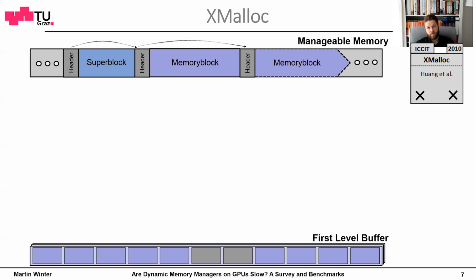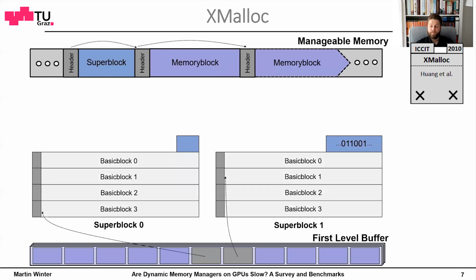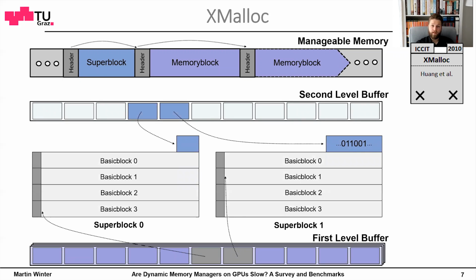Small allocations, also called basic blocks, are served from one of the first level buffers. Superblocks are split into 32 basic blocks, and a bit mask is used to keep track of the allocation state. Superblocks themselves are also referenced via a second level buffer. Only if this is empty, one has to traverse the initial list and insert new superblocks into this buffer.